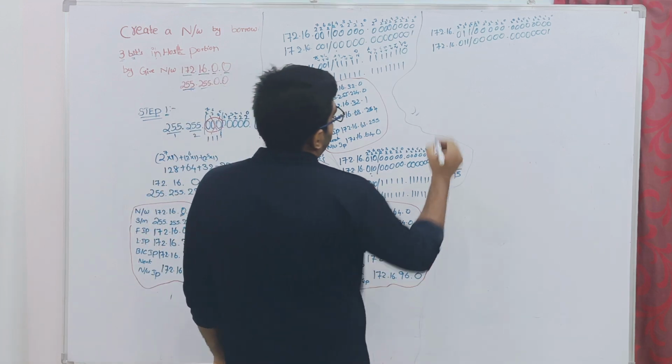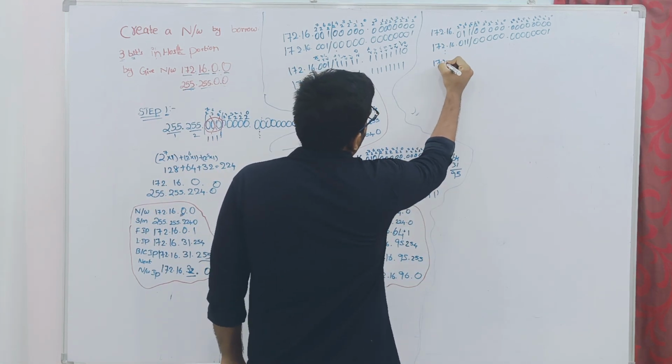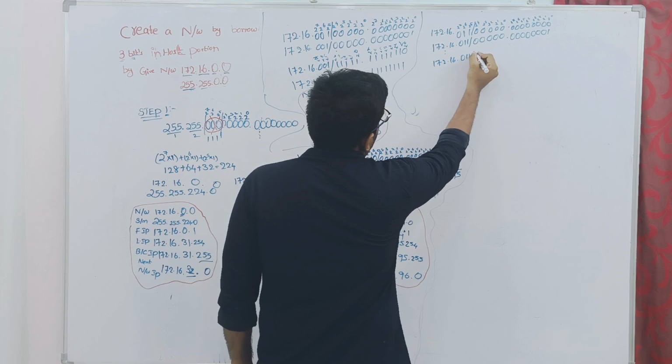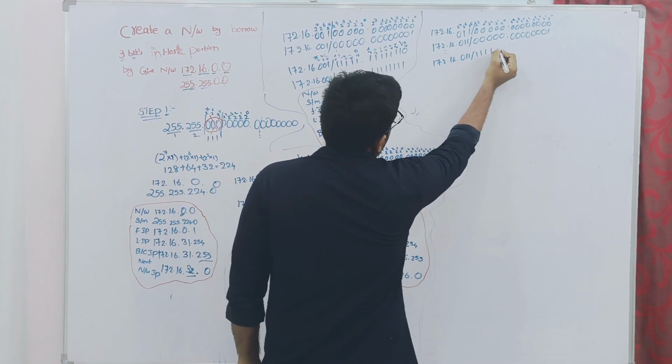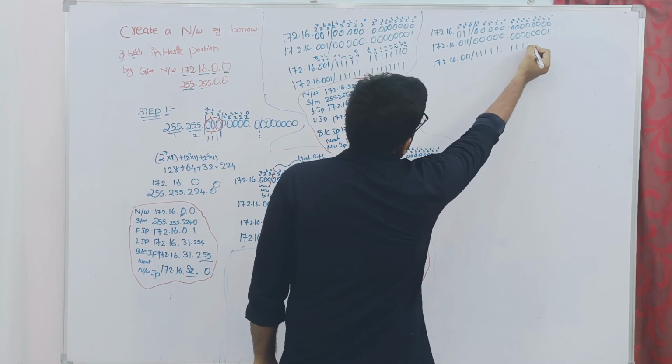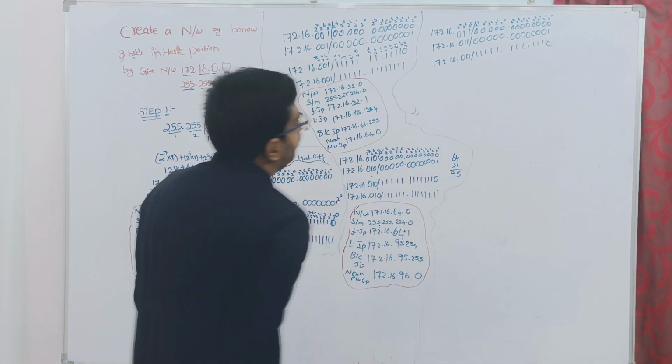What was the last IP? So 172.16.011 slash 11111 dot 111110. This is the last IP.